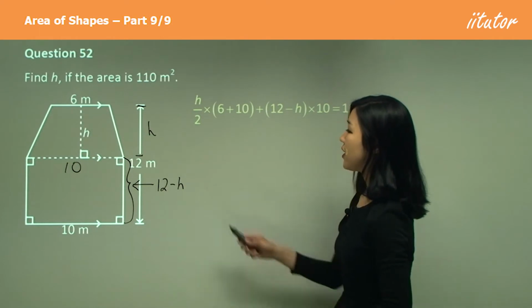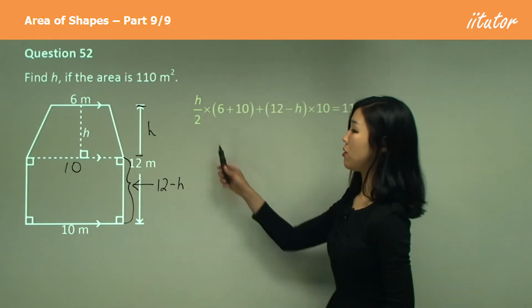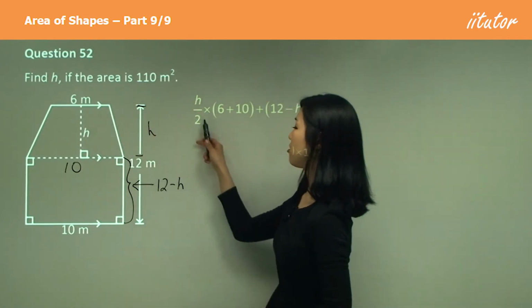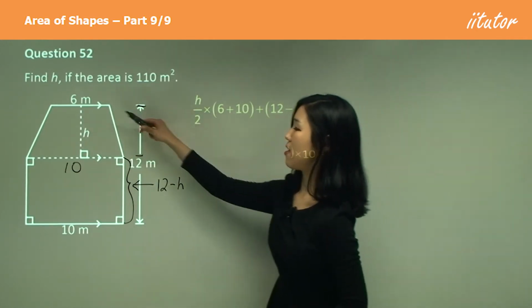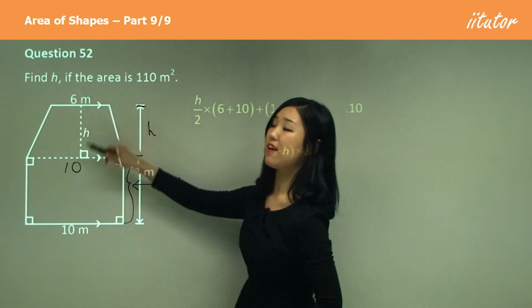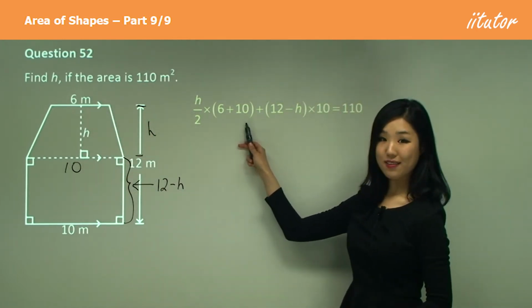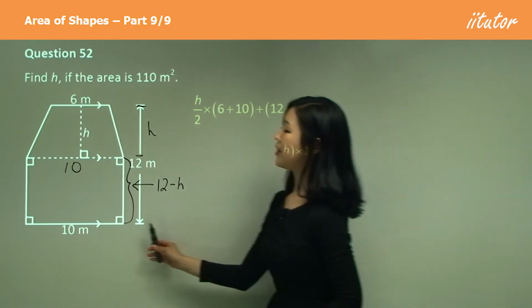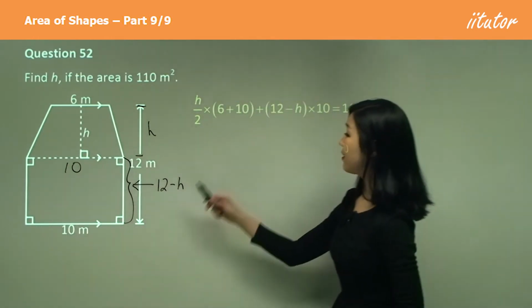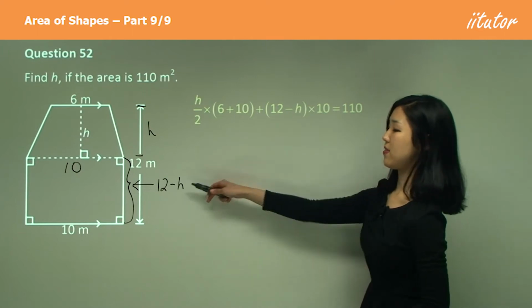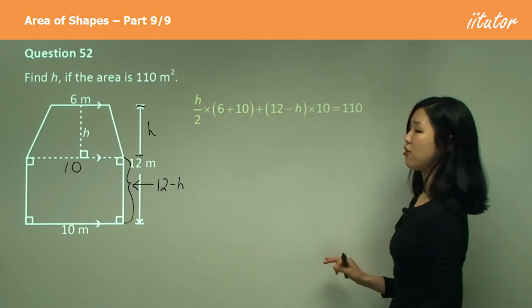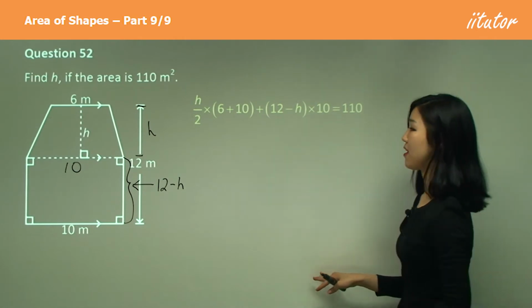What I'll do is for the trapezium first, remember we do height divided by 2. We know the height is h. h divided by 2 times the two parallel lines added together. So 6 plus 10. That's the trapezium. And then the rectangle, we do length times width. Length is 10, width is 12 minus h. And that must all equal 110. That's the area of the figure.